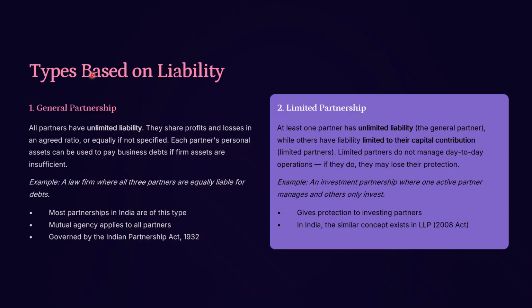Now let's study the types of partnership based on liability. They are classified into two: general partnership and limited partnership. First one, general partnership. In a general partnership, all partners have unlimited liability. If the firm assets are not enough to pay its debt, the personal assets of all partners can also be used. All partners actively participate in managing the business. This is the most common type of partnership in India.